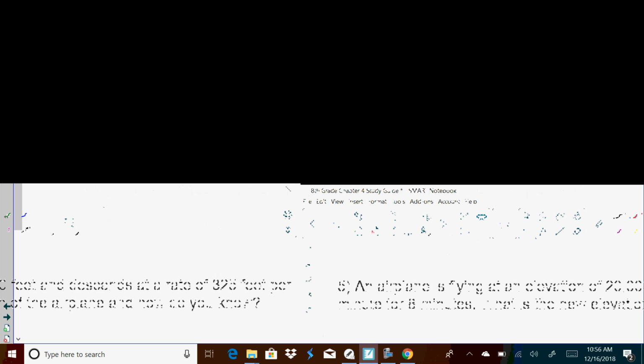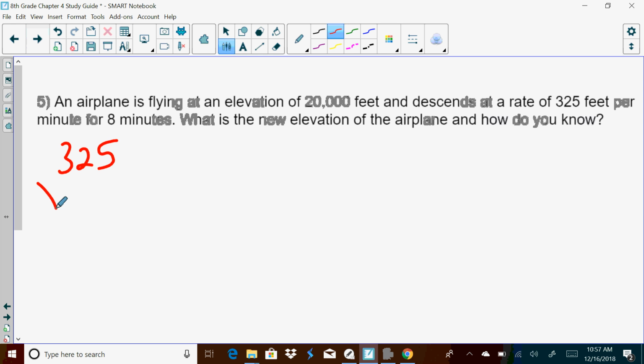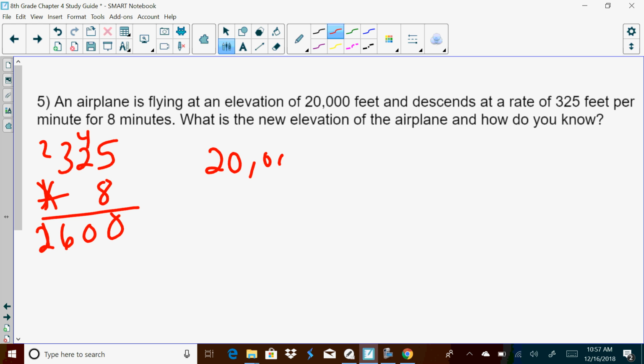Okay, problem number 5, an airplane is flying at an elevation of 20,000 feet and descends at a rate of 325 per minute for 8 minutes. What's the new elevation? How do you know? So the first thing that I did was figure out how far it had gone in 8 minutes. So if it's going 325 per minute, I did 325 times 8. So I got 2,600. And then I did 20,000 minus 2,600 and ended up with 17,400 feet.